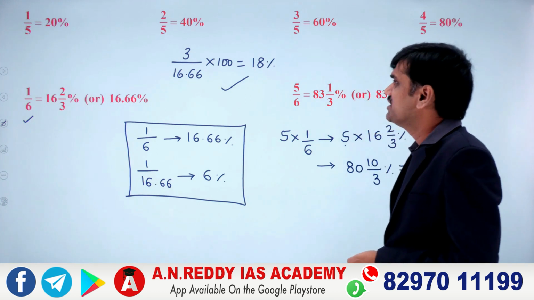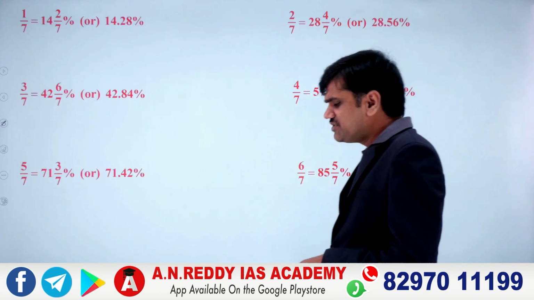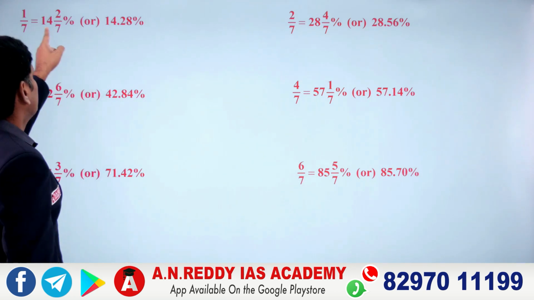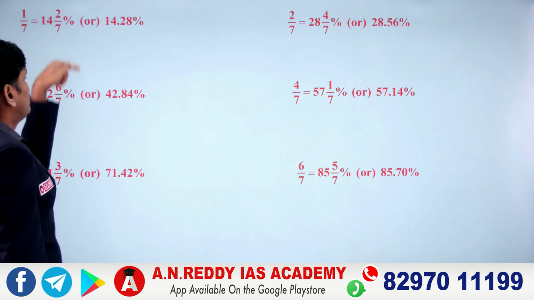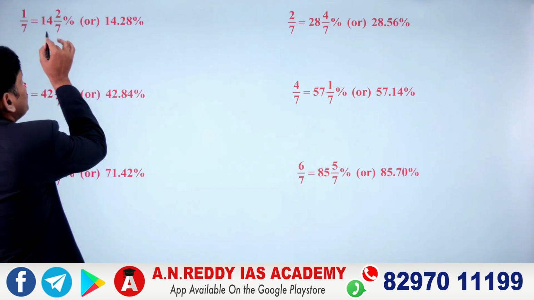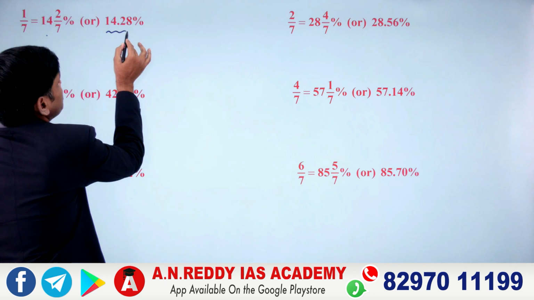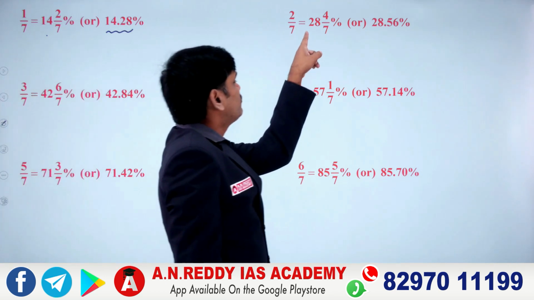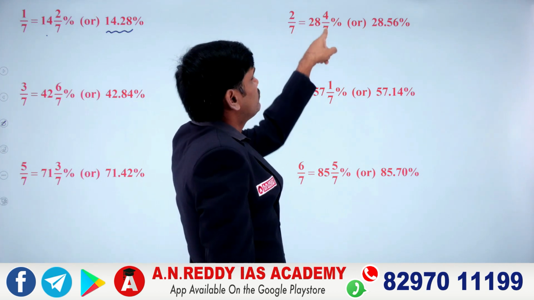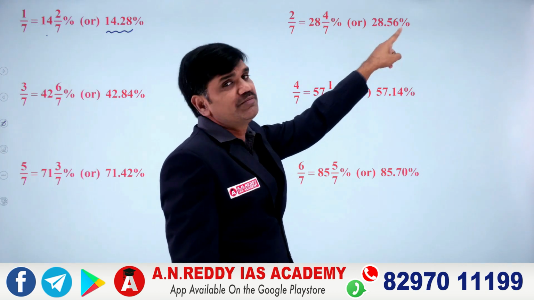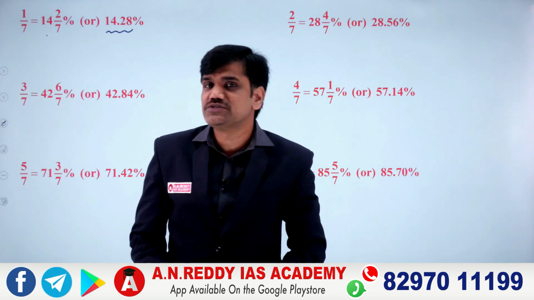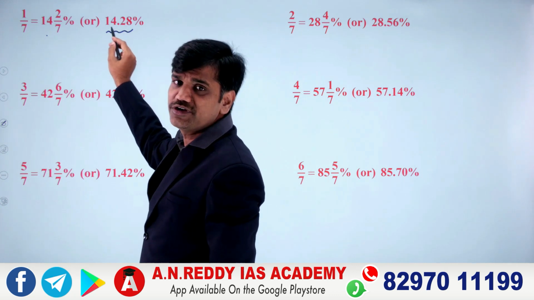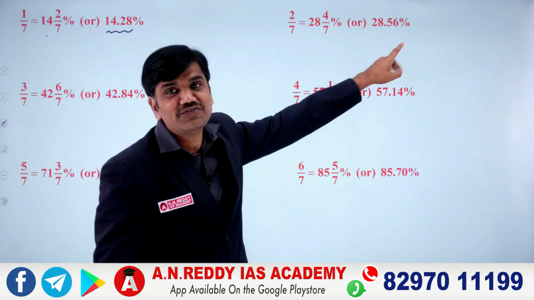Let's go ahead with the next fraction. This is 1 by 7. 1 by 7 is 14th table with double of the fraction on the other side. So 1 by 7 is 14 2 by 7% or 14.28%. 2 by 7 will be double of that. Double of 14 is 28. Double of 2 by 7 is 4 by 7. So 28 4 by 7 is 28.56. One more thing that you can observe over here is in decimals, after 14 the double of this will come after decimal. 14 28. Here 28 56, like that.